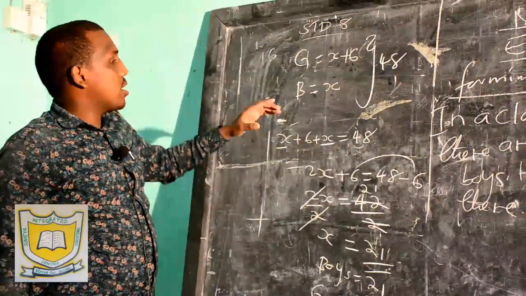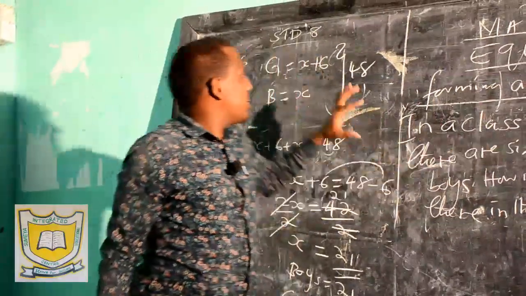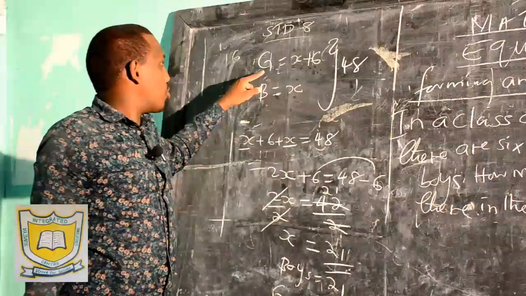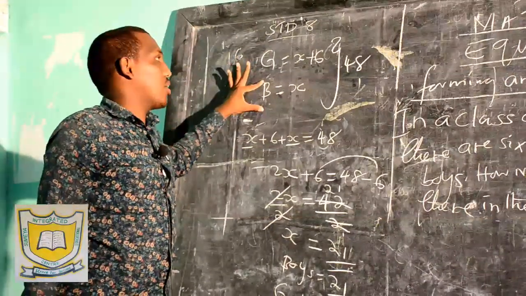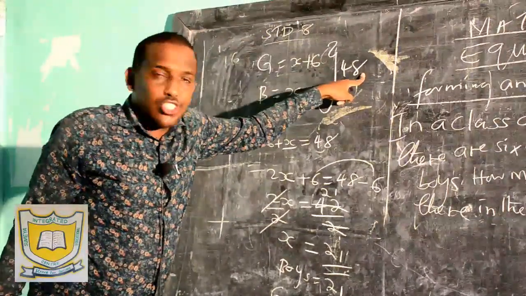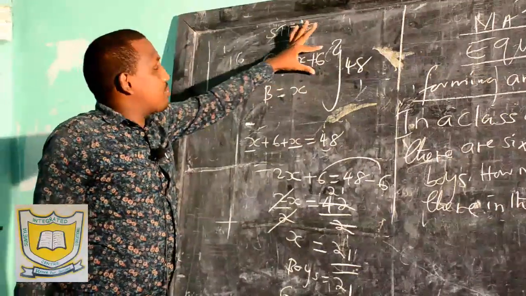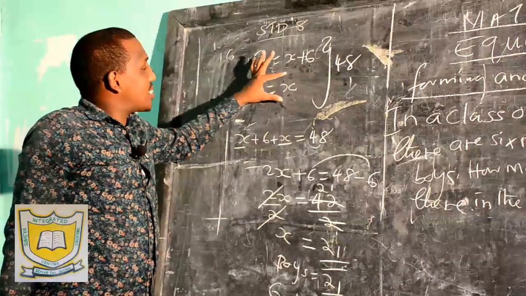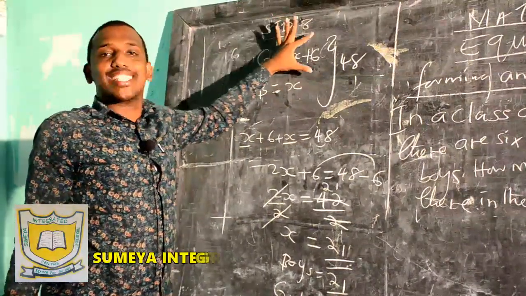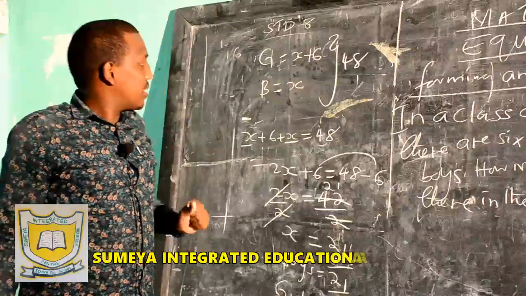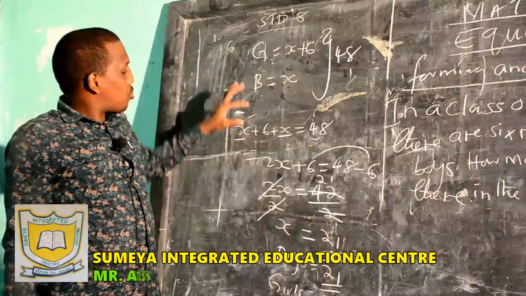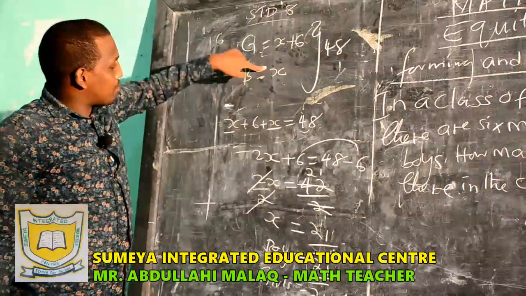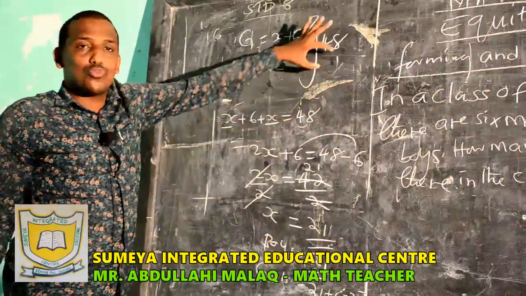I'm repeating. In a class of 48 children, the girls are 6 more than the boys. So we have girls and boys. The total number is 48 children. If the girls are 6 more, boys we don't know. Let the boys be x. So boys are x, the girls will become x plus 6. Then the total is 48. Let us form the equation now. We collect the like terms: x plus 6, plus the boys, which is x, is equal to 48.